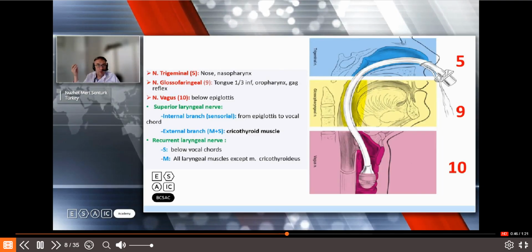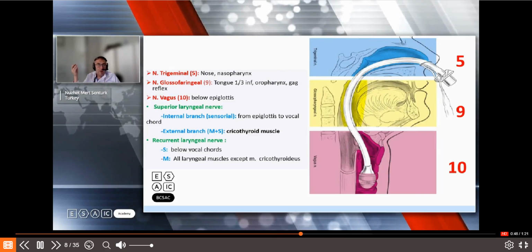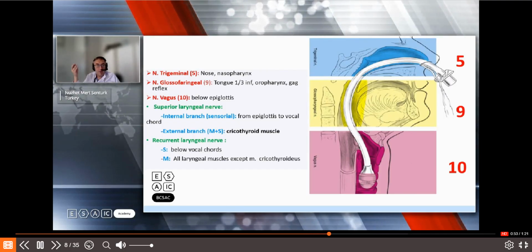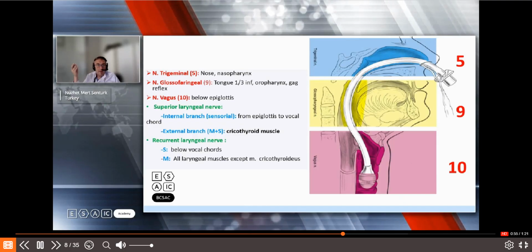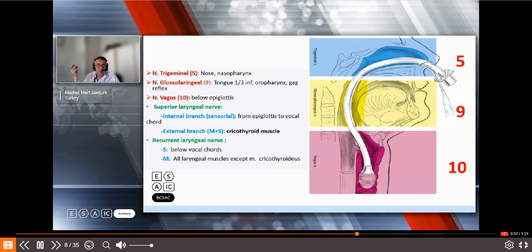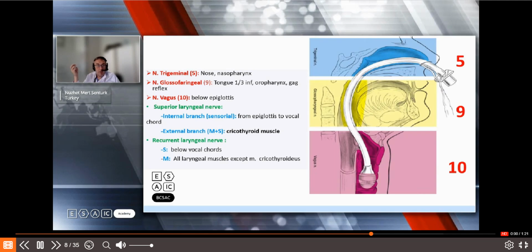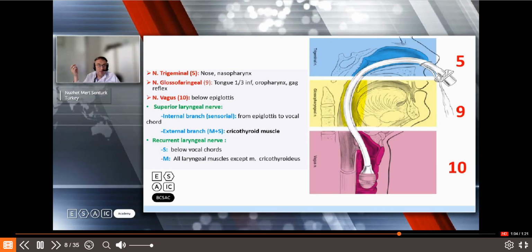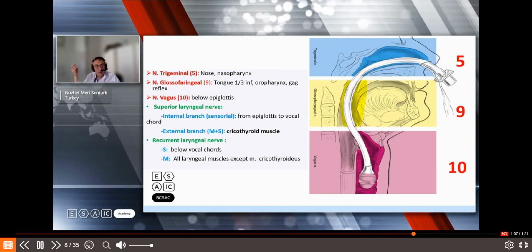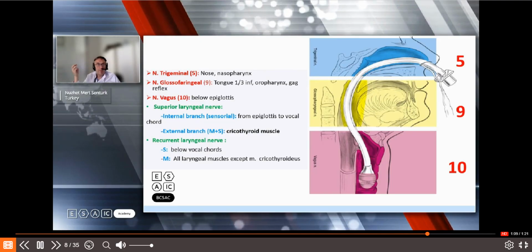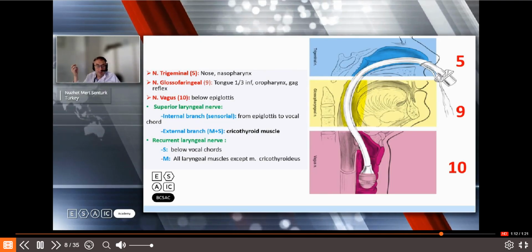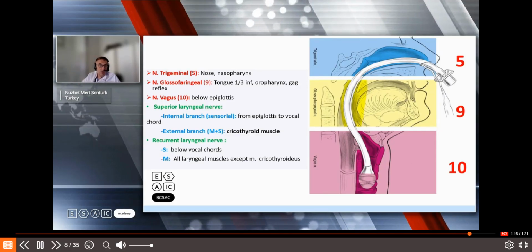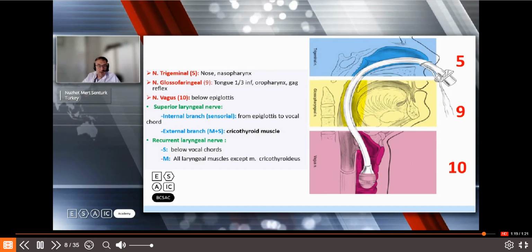Moreover, we also have the superior laryngeal nerve. The internal branch is the sensory nerve from the epiglottis to the vocal cord. And the external branch is responsible for the cricothyroid muscle, both motor and sensory. We have the recurrent laryngeal nerve. It is the sensory innervation below the vocal cords. And all the laryngeal muscles except the cricothyroid muscle have their motor innervation from the recurrent laryngeal nerve.